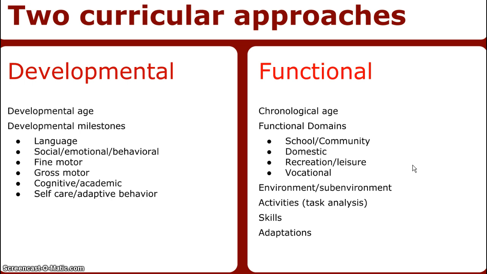Well, there's the parking lot, there's the checkout counter, there's the garden shop, there's the deli, there's where the clothing is. And then we would look at the activities. What activities do you do in each one of those places? And then we'd look at the skills. So if I'm in Walmart, in the clothing section, and I want to try on clothes, then which of these language, social, emotional, fine motor, gross motor, cognitive, self-care skills do I need to try on clothes? And then we would look at adaptations.